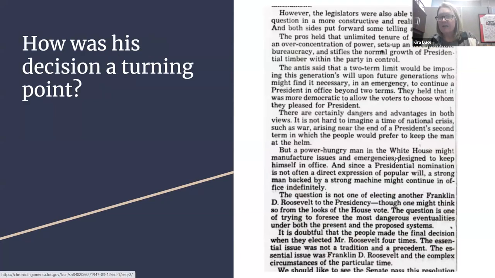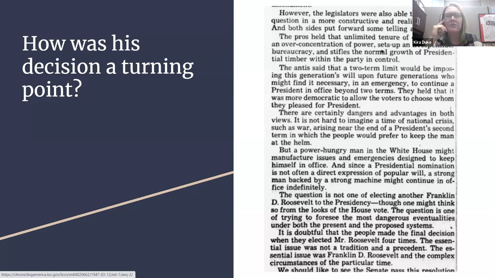Of course, we know he does win, not just a third term but actually a fourth term, and dies in office in 1945. Shortly thereafter, there are efforts by the Republican-controlled Congress to start conversations about a constitutional amendment to institute term limits for presidents. There is an interesting editorial that I found from 1947, about the time that the momentum for what will become the 22nd Amendment really starts going.